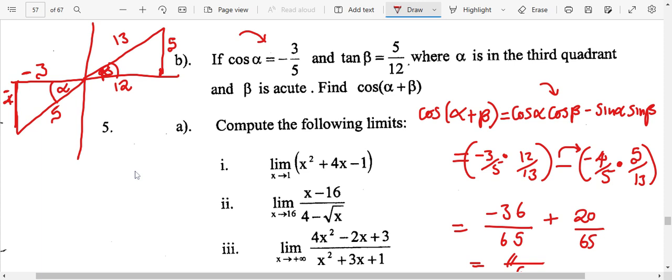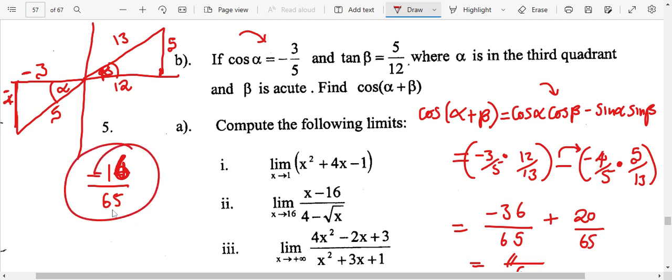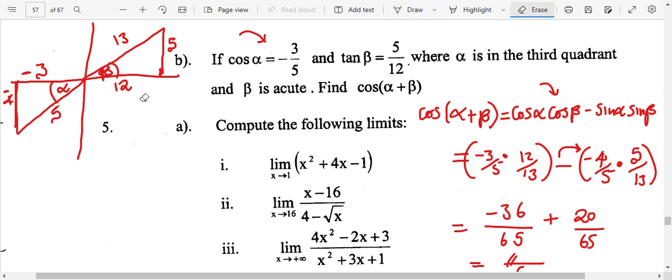So that is going to give us negative 36 plus 20. Is that negative 16? Yes. Okay, negative 16 divided by 65. So this is going to be the answer. I don't think there's a number that goes into 16 and 65 without a remainder. Is that okay?